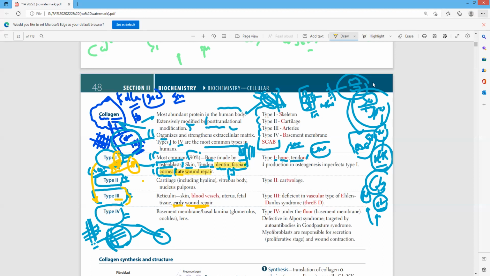If you have a decrease in production, you will see that in Osteogenesis Imperfecta type 1, and we will see that.